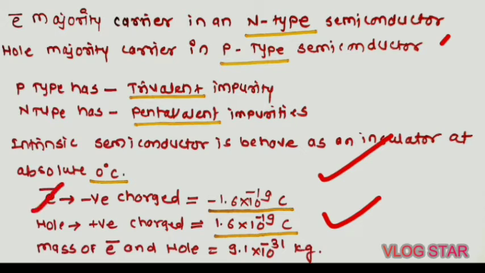For the electron, this value is minus, that is negative, and for the hole it is positive 1.6. The mass of the electron and hole is equal to 9.1 into 10 raised to power minus 31 kg.